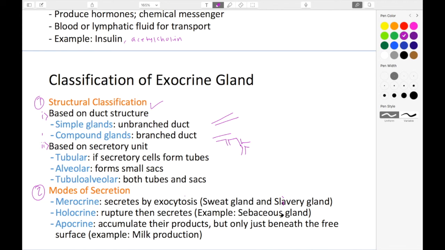For example, the sebaceous gland in the skin, you can see that. Apocrine basically means they accumulate their products, but only just beneath the free surface. Okay, milk production is one function of apocrine glands. Okay, so that's how we classify exocrine glands: structural classification and modes of secretion. In each classification, we can classify further, based on different details that each gland possesses. Thank you for watching. I'll see you in the next lecture. Bye-bye.